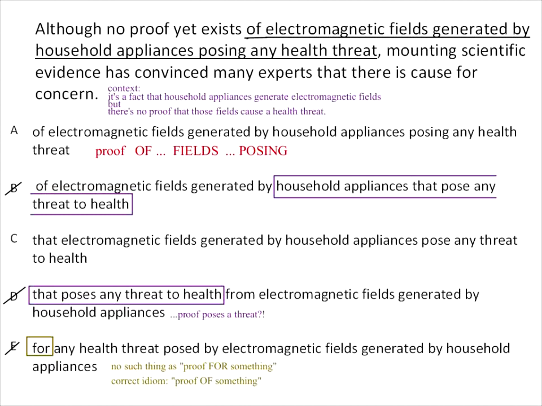The issue here is that the intended, what we have proof of, is that they're posing a threat. It's not proof of the fields themselves. This is the intended reference, and this is the intended object of "of." And that's not how it works. The actual object here is fields. So this is why this is incorrect.